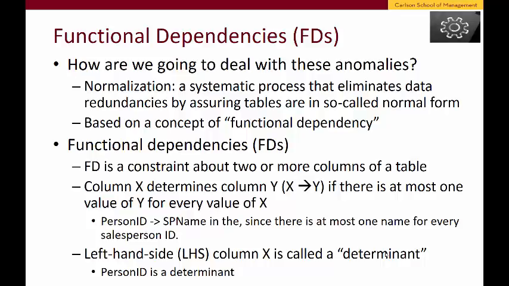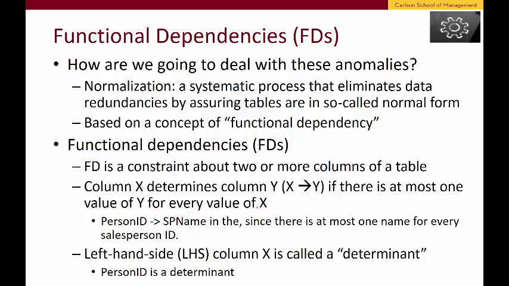An FD, described in the middle of the slide, okay, is a constraint on two or more columns in a relational table. One column, X, on the left-hand side, LHS, of an FD determines, or is a determinant of, another column Y if there is at most one value of Y for every value of X, just like a math function. Think of it that way. All right, so this X arrow Y thing. Okay, different X's can have the same Y, but not the other way around. In other words, the same Y cannot be associated with different X's, because then that's not a functional relationship.